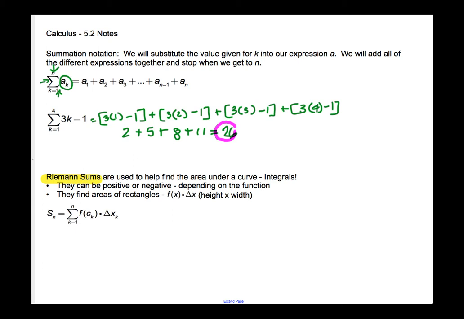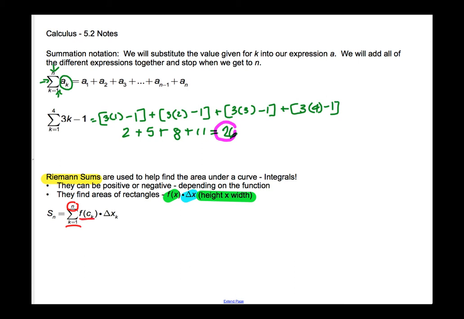What they do is find the areas of rectangles. Remember, the area of a rectangle is height times width, or length times width, however you want to call it. It's the two dimensions that make it up. Well, here it is. The function of x, that's my height part, and delta x, that's my width part. So I'm going to figure out how many rectangles I want. Well, that's this n number. So I'm going to start with at least one rectangle, stop at the nth rectangle, and add up all those areas.